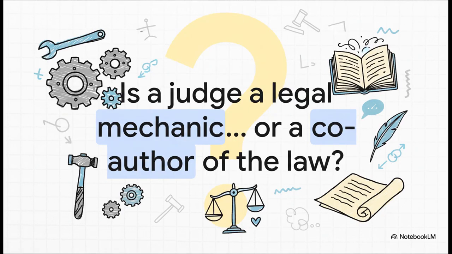And that really leaves us with this one big final question to chew on. When a law isn't clear, what is a judge's true role? Are they just a legal mechanic, carefully following the instruction manual written by the lawmakers? Or are they something more, like a co-author, helping to perfect the law and make sure it's not only sensible, but also just? The answer we choose to that question really defines our entire legal system.